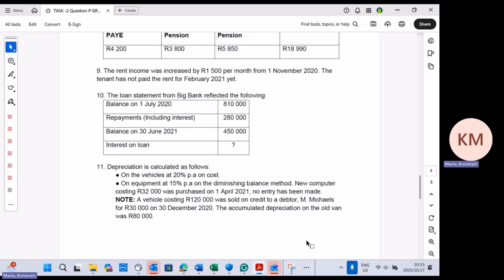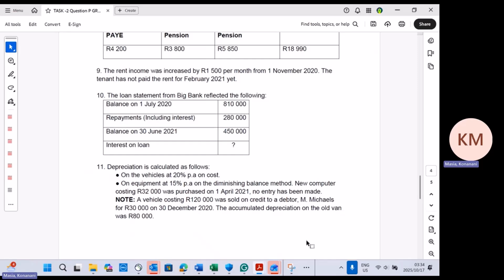Here, the loan statement is provided from this bank and reflected the following. There was a balance of 810, there was a repayment including interest, and also the balance on 30 June. But I need to determine what my interest on the loan was. You can see the question mark. Then I know if I take my opening minus my closing balance, because I started with 810 and now minus your 450,000, that's going to be the amount that you have paid. And then there was also a repayment, which includes the interest, of 280,000.